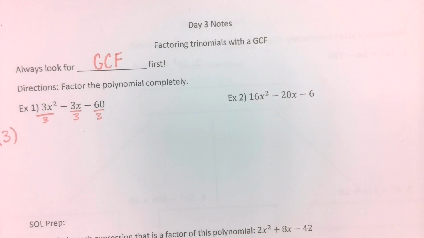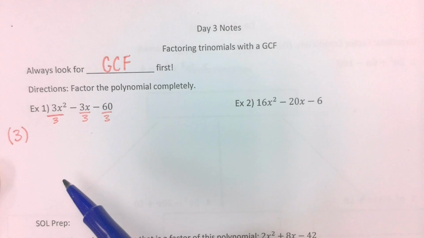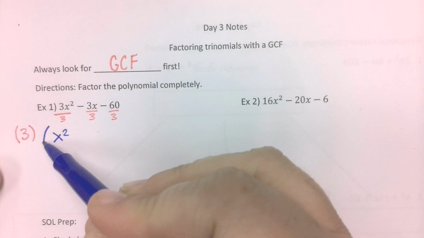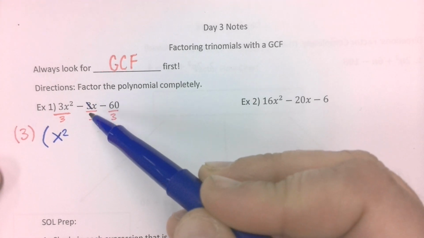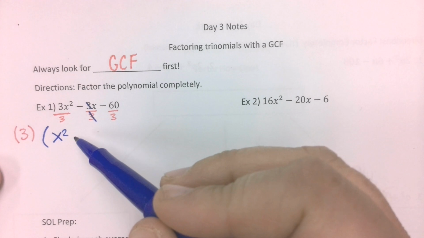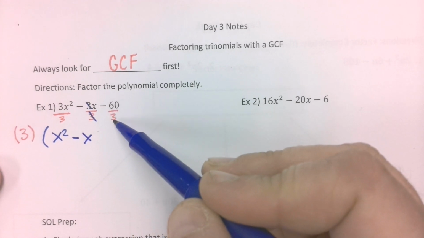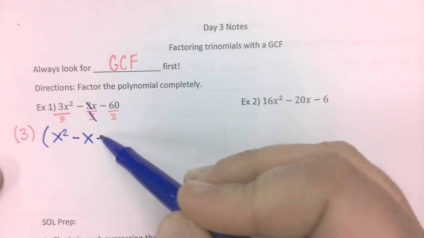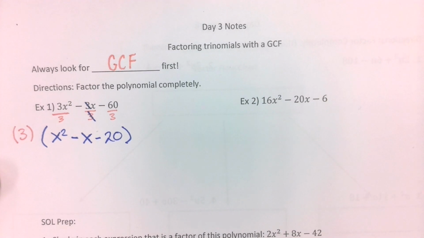Okay. So our new working problem is going to be 3 divided by 3, and it becomes a 1. So this is just 1x squared. And I'm going to put this in parentheses, my new working problem. The 3 cancels out the 3. They divide each other and make a 1. And I get minus x. And negative 60 divided by 3 is going to be negative 20. Okay. So now I have a new trinomial to work with.